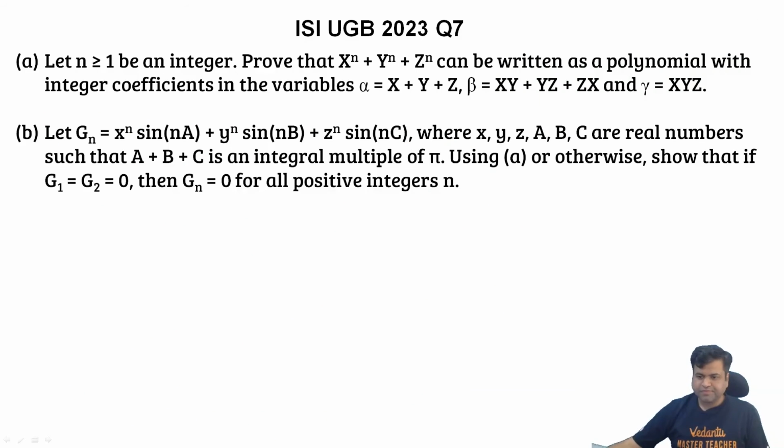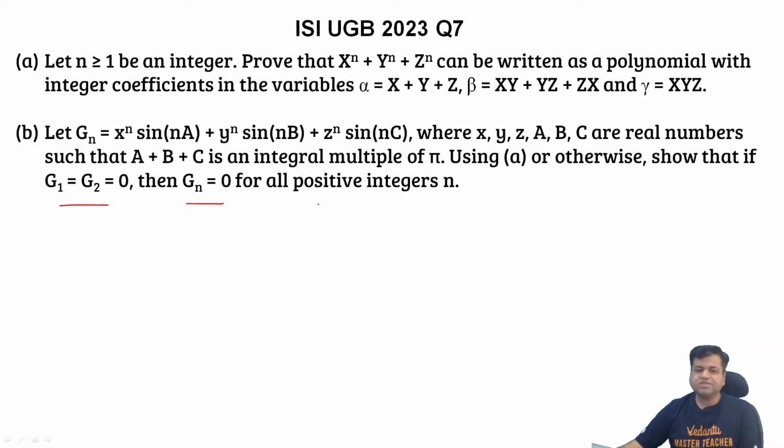होपफुली A पार्ट ऑलराइट. अभी देखो बी पार्ट देखते हैं. बी पार्ट काफी आसान था. बी पार्ट में काइंड ऑफ ए पार्ट ही यूज करना है. देखो क्वेश्चन कह रहा था बी पार्ट में gn हमें दिया है x पर n sin n a, y पर n sin n b, z पर n sin n c, ठीक है. वेयर x y z a b c ये रियल नंबर्स हैं, such that a plus b plus c is an integral multiple of pi. अब यूजिंग a और अदरवाइज वी नीड टू प्रूव दैट g1 g2 ये अगर g1 g2 0 है तो gn 0 होगा फॉर ईच एंड एवरी वैल्यू ऑफ n, ठीक है.